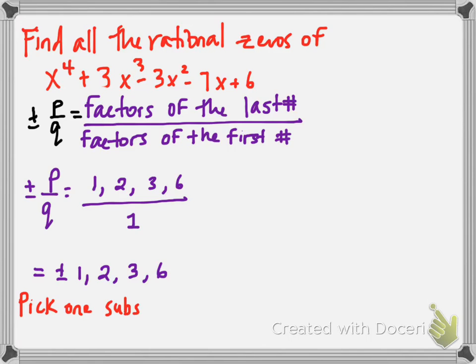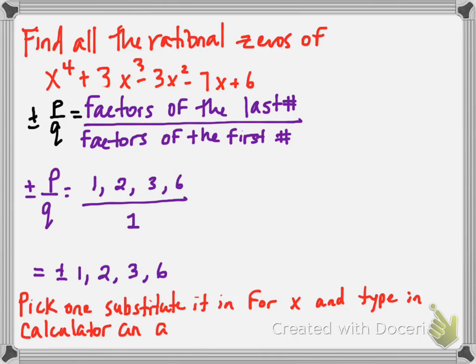Now from that list, you're going to pick one, and you're going to substitute it in for x in your calculator. So you're going to take one of those numbers and plug it in your calculator everywhere there's an x, and what we're looking for is an answer of 0. And if we get an answer of 0, I'm going to use that number for synthetic division. So we're going to use that for synthetic division.